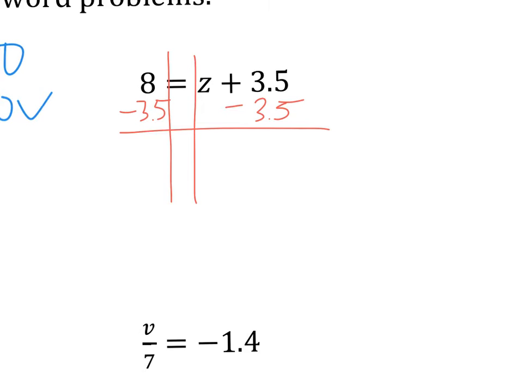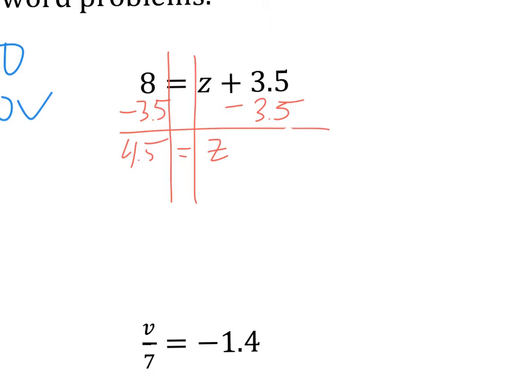And then we have positive 3.5 minus 3.5. Well, that gives us plus 0, but we don't really need that because anything plus 0 is just going to be that thing. So then we bring down our z. So we have z is equal to, well, we take 8 minus 3.5. If you're unsure about that, you can do that in your calculator, but that should give us 4.5.